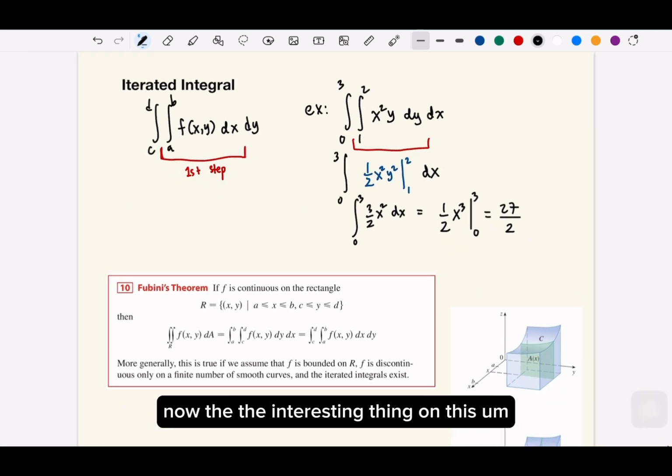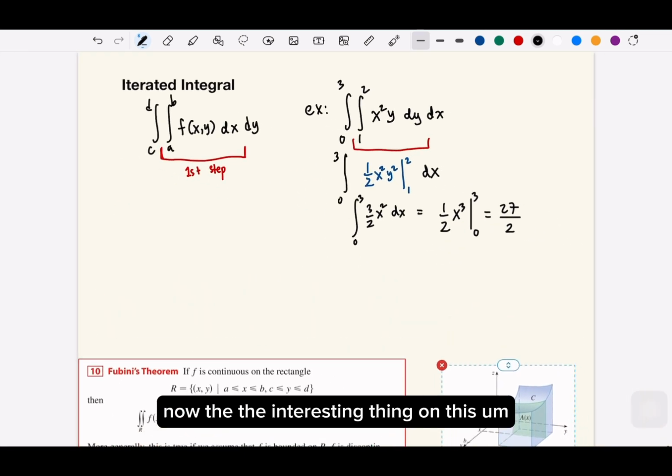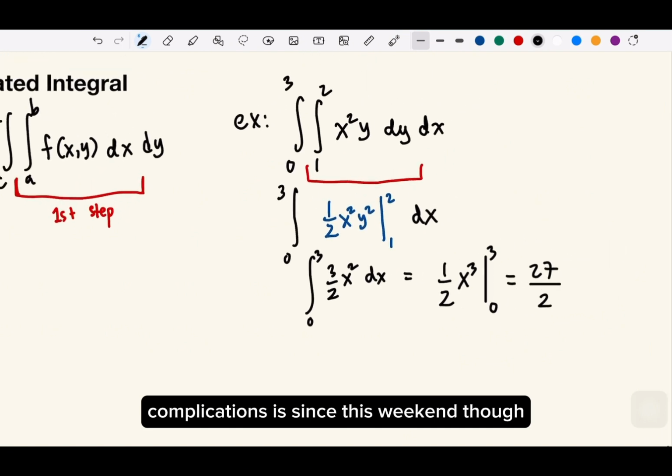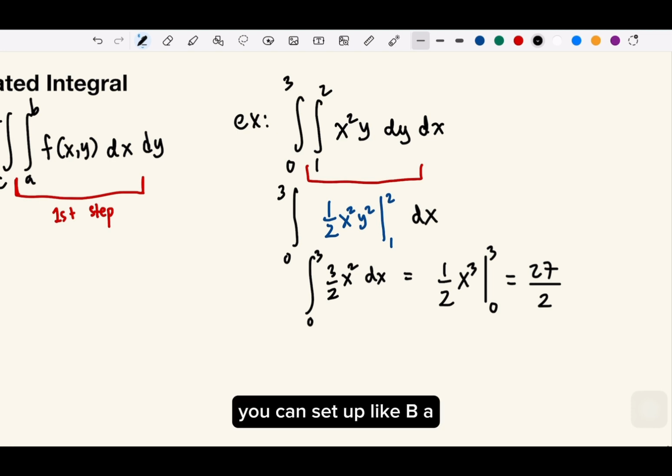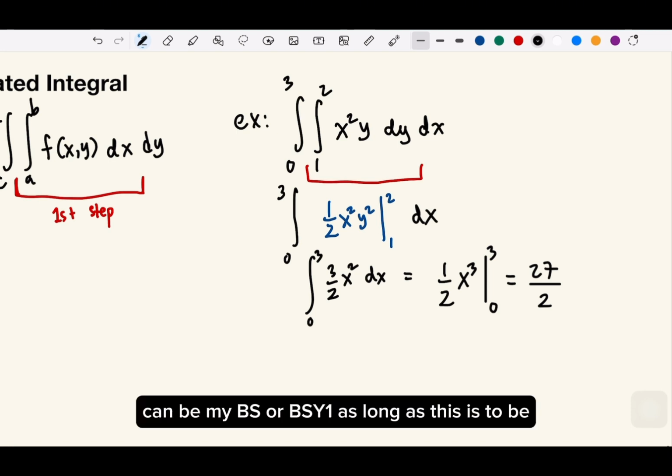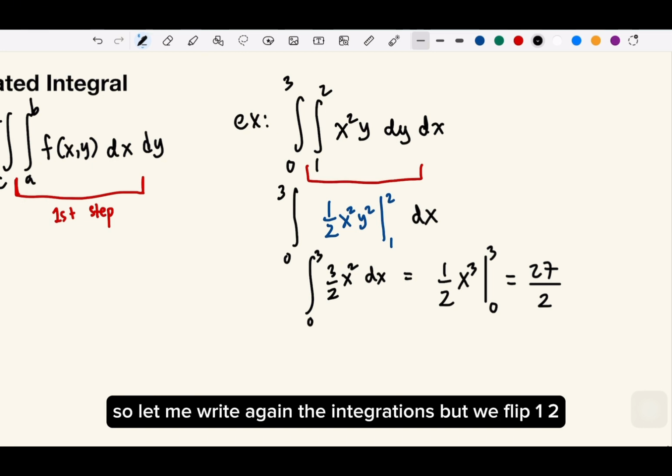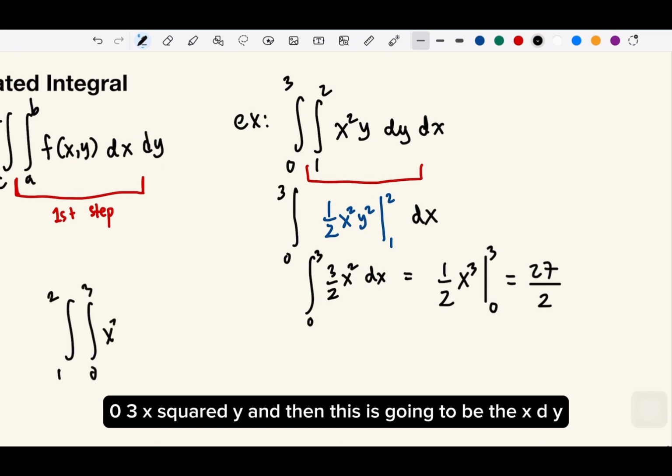Now, the interesting thing in this computation is that since this is a rectangle, as we remember before, we can set up dA as dy dx or dx dy, as long as these limits are constant. So we can just flip the integration. Let me write the integration again, but flipped: integral from 1 to 2, integral from 0 to 3, of x squared y, and this is going to be dx dy.